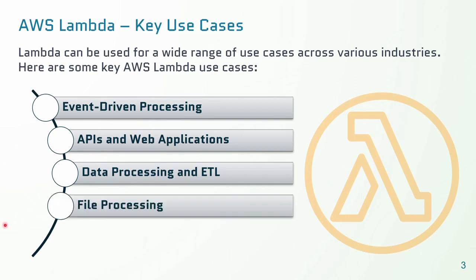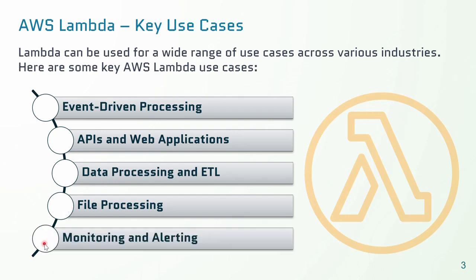Real-time file processing. Lambda functions can process files as they upload to Amazon S3. This is useful for tasks like image or video processing, data validations, data quality checks, and more. Monitoring and alerting. We can use Lambda to process logs and events from CloudWatch to generate alerts and reports. This is useful for building custom monitoring and alerting systems for the cloud infrastructure.